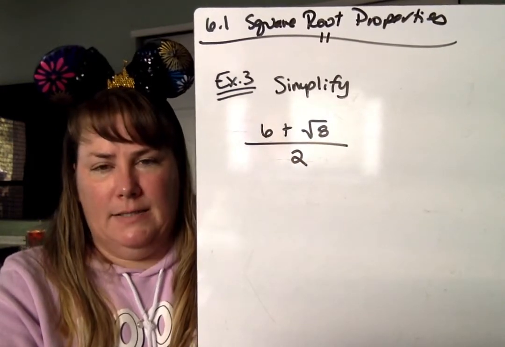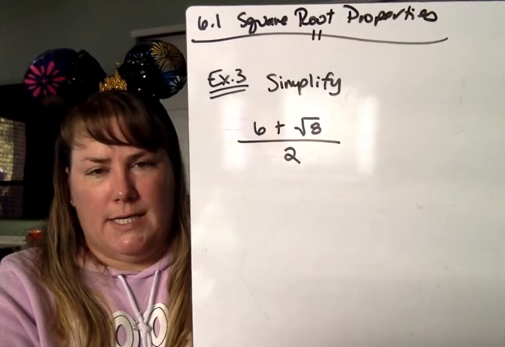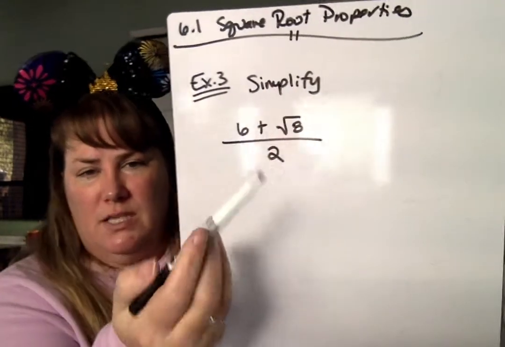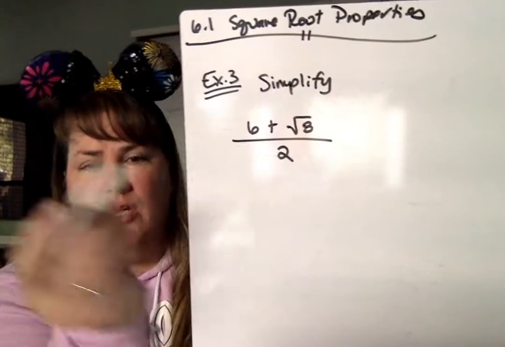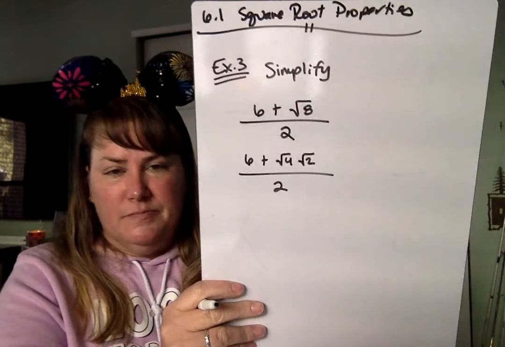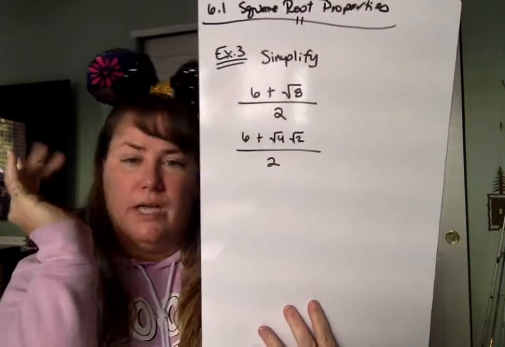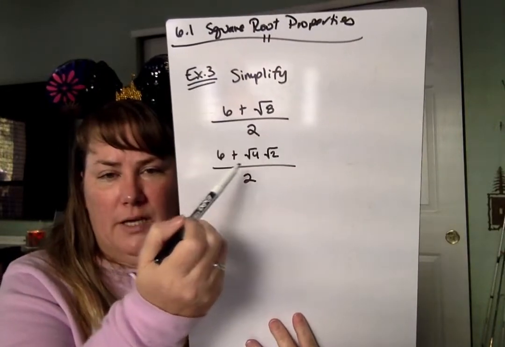Here we go. Let's simplify this expression. Remember, it's an expression because there's no equal sign in it. An expression is made up of terms separated by addition and subtraction. So the first thing you do is you're going to break down root 8. 1 and 8 aren't going to get you anywhere, so we're going to do 4 and 2. Remember, you're going to put square root 4 first because that's your perfect square. So 6 plus root 4, root 2 over 2. Now you're going to look to see what you can do. Can't do anything with this guy yet.